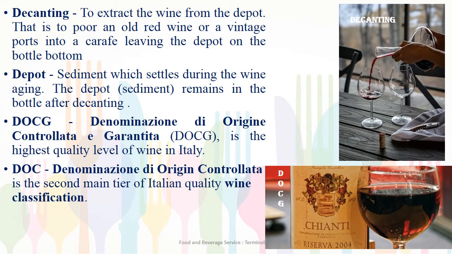Decanting. Decanting is to extract the wine from the depot. That is to pour an old red wine or a vintage port into a carafe, leaving the depot on the bottom. Depot. This means sediments which settle during the wine aging process. The depot, like sediments, remain in the bottle after the decanting.